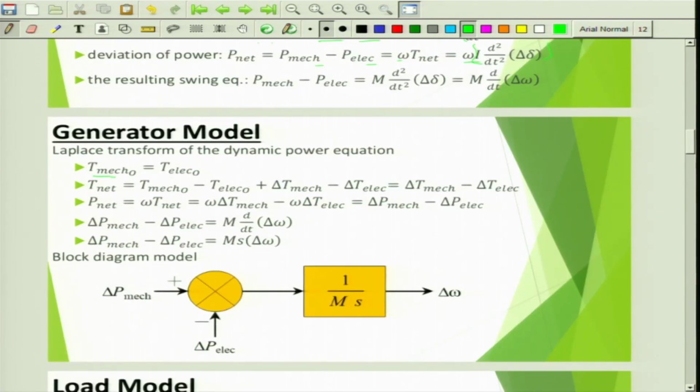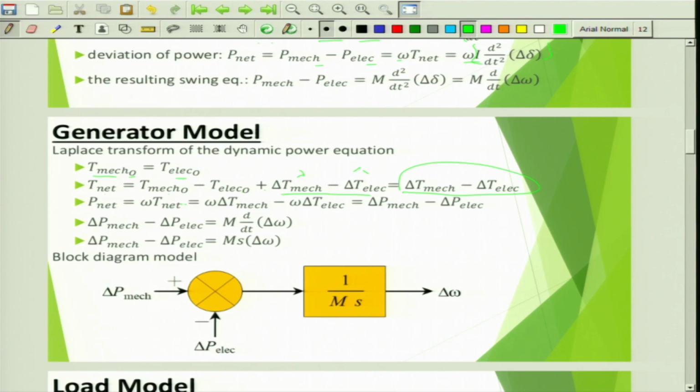During steady state, mechanical torque is equal to electrical torque, that is why we have mentioned T mech 0, this is steady state. And T net can be expressed as T mechanical minus T electrical plus, if there is any change, that is reflected as delta T mechanical minus delta T electrical, because T mechanical is equal to T electrical in steady state, so this is gone. So you will get only this much, delta T mech minus delta T electrical.